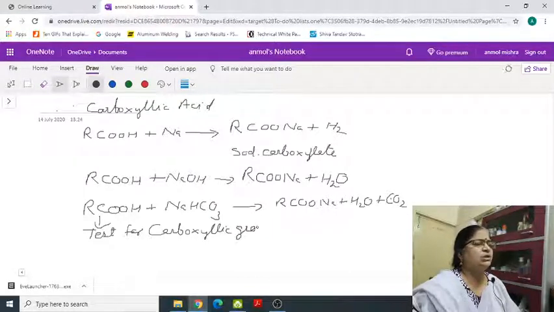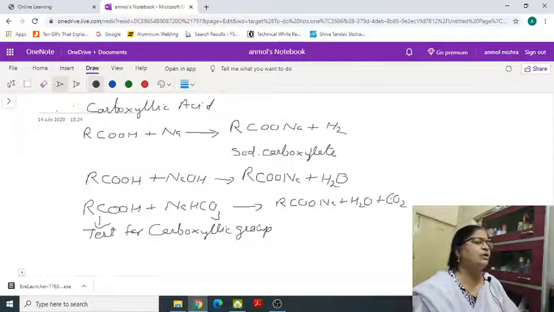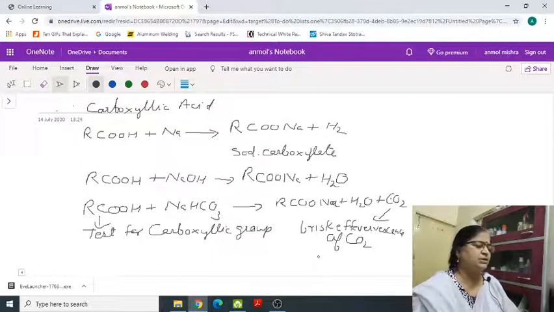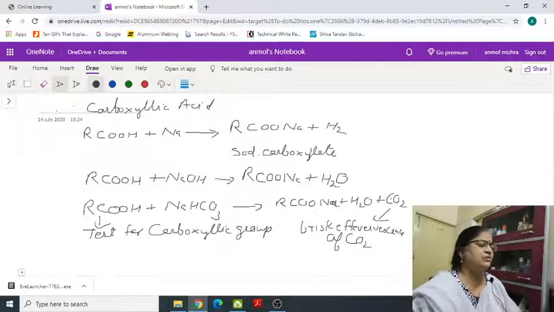So if the question is asked, how will you distinguish between phenol and carboxylic acid, then we can use the sodium bicarbonate test. It liberates a brisk effervescence of carbon dioxide.